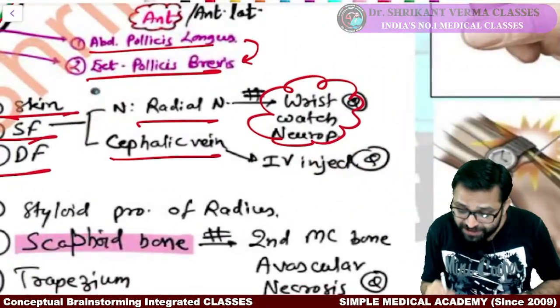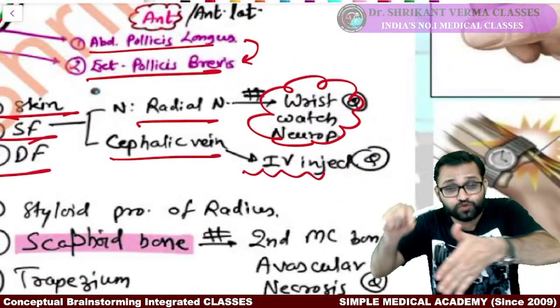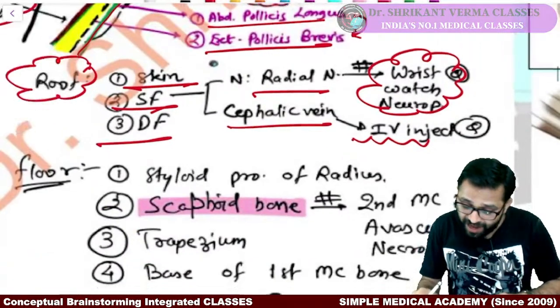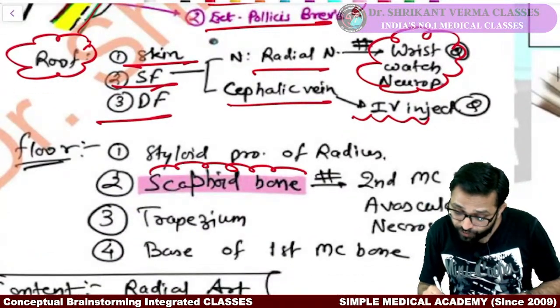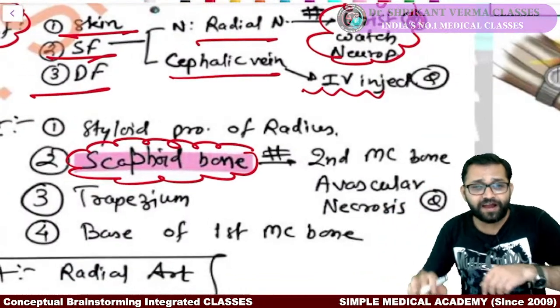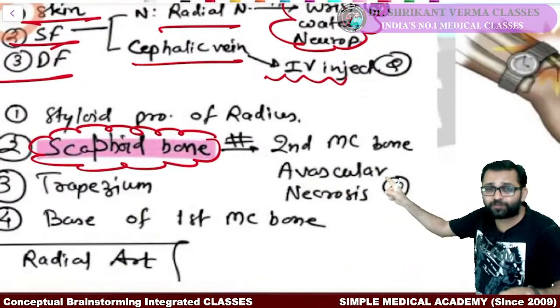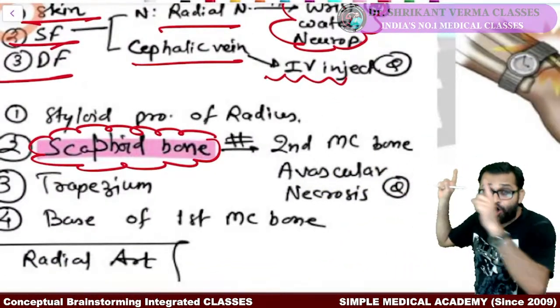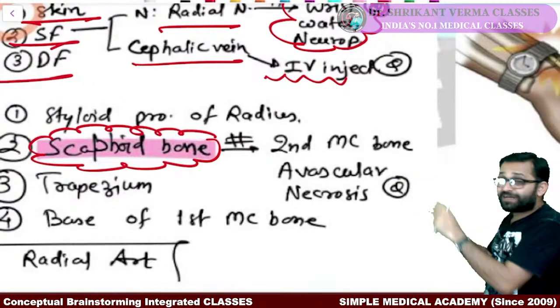Another thing, here is the presence of the cephalic vein. Cephalic vein is used for the IV drip. Another thing I told you, there is our floor. At the floor there is the scaphoid bone, and this scaphoid bone is the second most common bone getting avascular necrosis. Orthopedics integration.